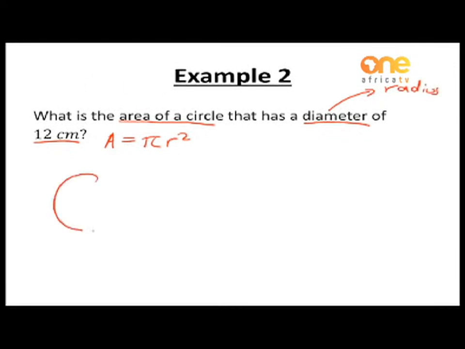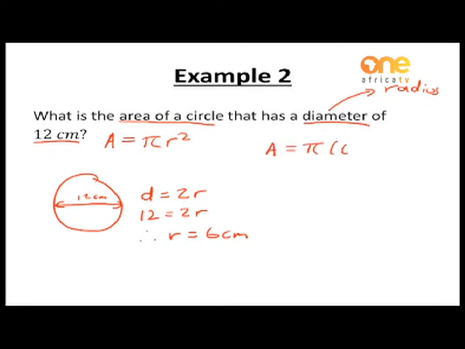If we draw our circle, we know its diameter is 12 centimeters, but we also know the diameter is equal to twice the radius. So if our diameter is 12, this tells us that our radius is equal to 6 centimeters. This means the area of our circle is equal to pi times 6 squared, which is equal to 36 pi centimeters squared. Remember, area is in square units.